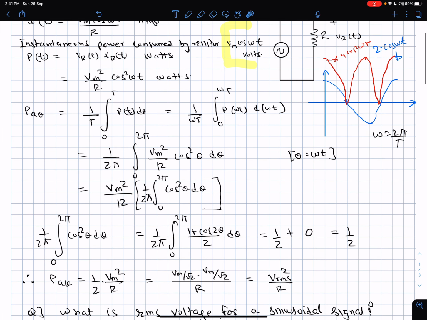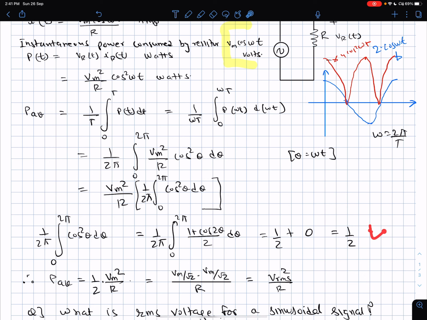And if you look at this fact that Vm square by r is constant, then I can write it more neatly as Vm square by r into the integral of 1 by 2 pi, integral of cos square theta d theta, from 0 to 2 pi, averaged over the cycle, which is the 2 pi value. So what is 1 by 2 pi times the integral from 0 to 2 pi of cos square theta?